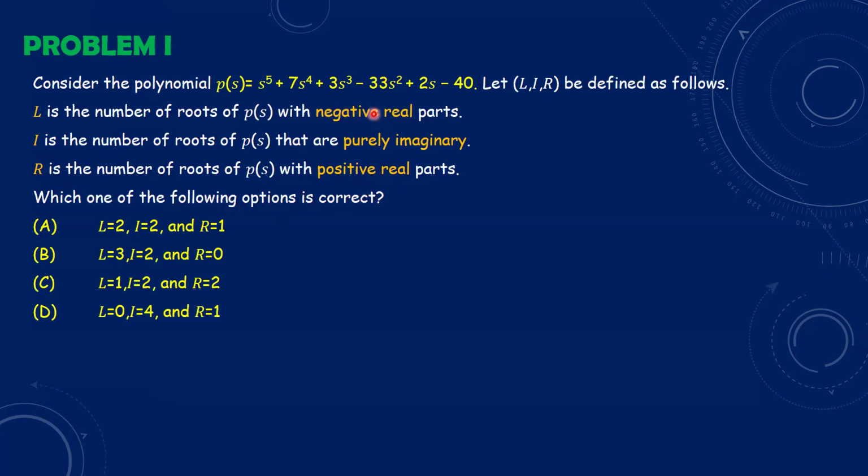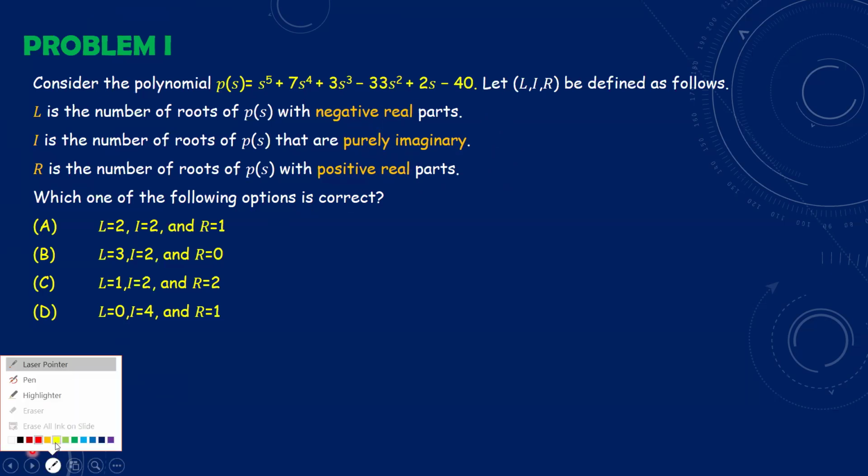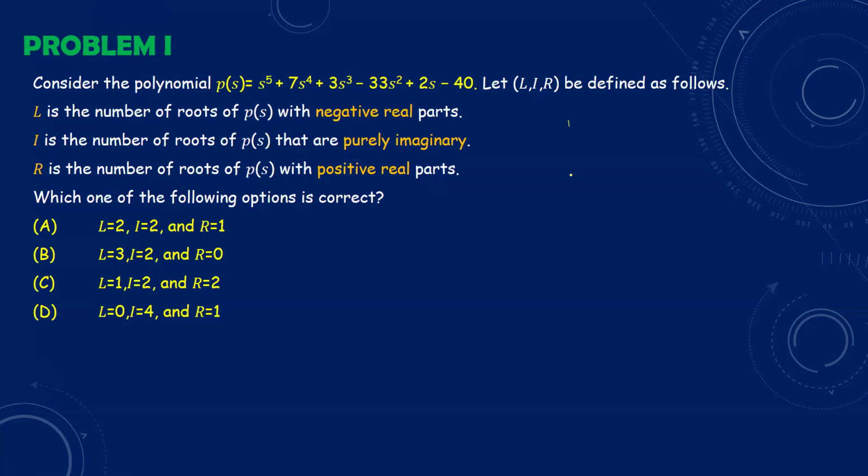So negative real parts means the roots which are lying in the left half of S-plane. And purely imaginary means the roots which are lying on the imaginary axis itself. Positive real parts means the roots which are lying on the right half of S-plane. So let me apply the Routh array and we can find the location of roots. The characteristic polynomial is given directly, so we can apply the Routh array directly. So let me form the Routh array.